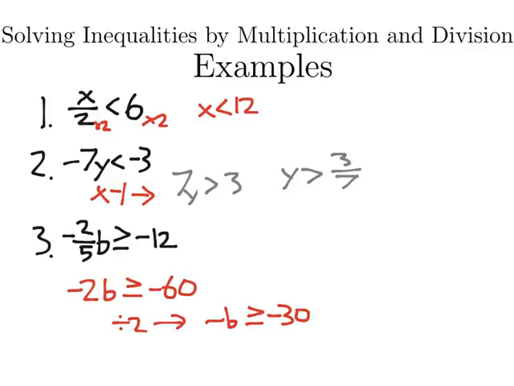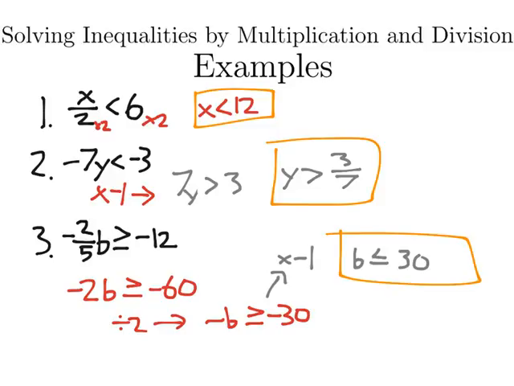So now that I've done that, I have to take care of this pesky negative that's going on. So when I multiply by negative 1, I have to flip the sign. So on the left, if I multiply by negative 1, I get b. On the right, if I make it negative again, I have a positive 30. And now the sign isn't greater than or equal to, it flips because of the negative, and it's going to be less than or equal to. So there we have our answers for numbers 1, 2, and 3.